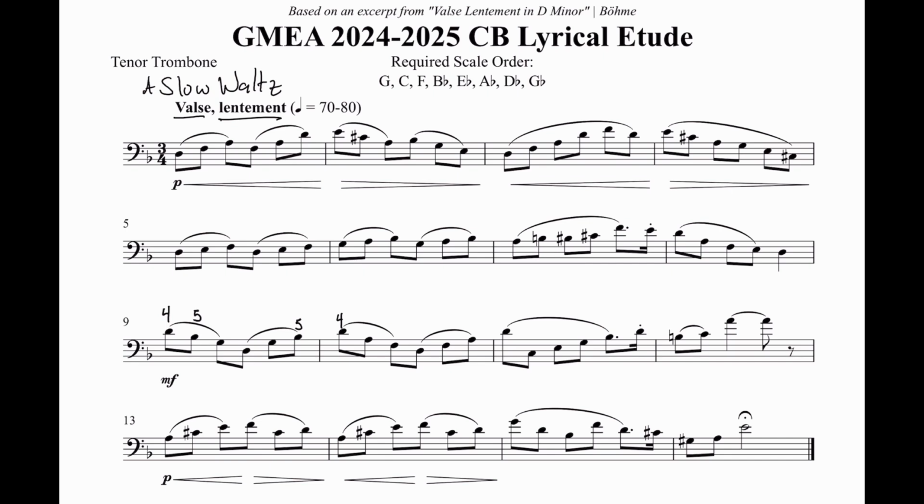And lentament means slowly. Valse lentament, a slow waltz. All right, next we have 3/4 time. And just to review, that means we have 3 beats per measure where the quarter note gets the beat, 3/4. And finally, 1 flat in the key signature means we're in the key of D minor.